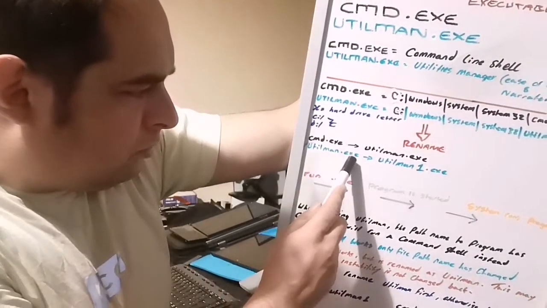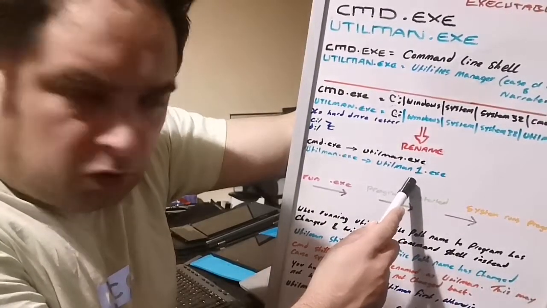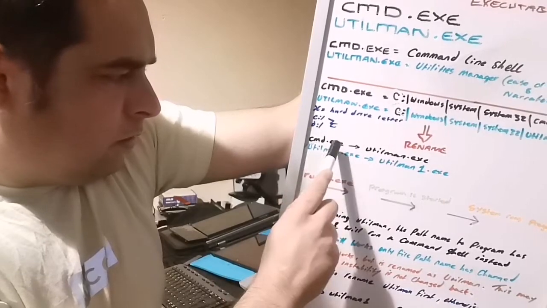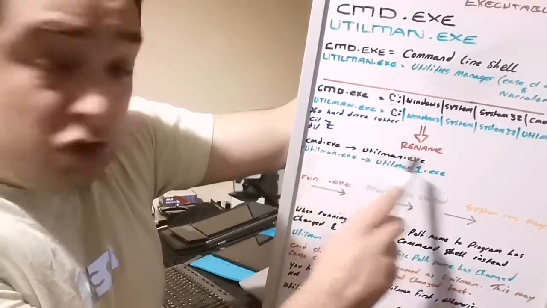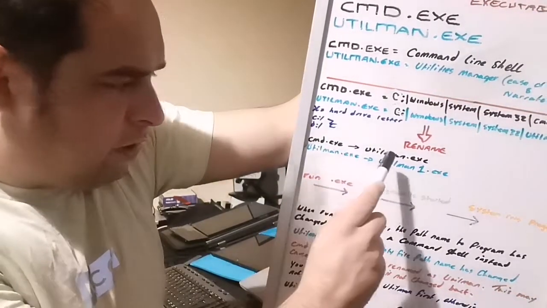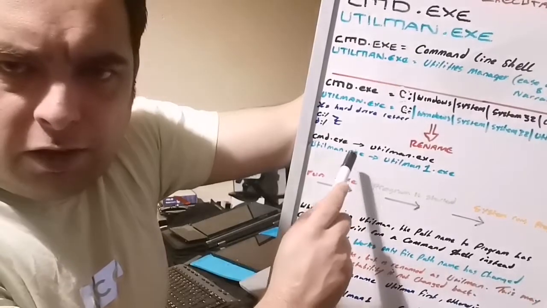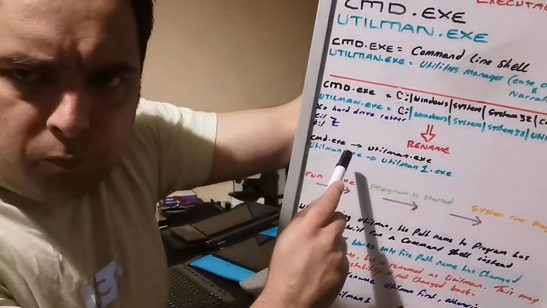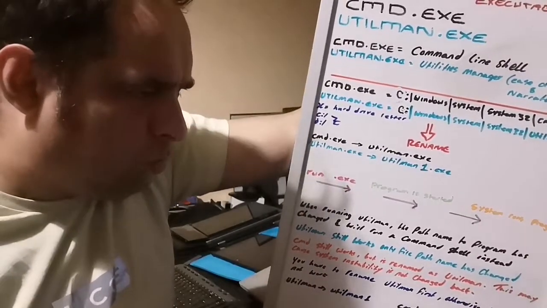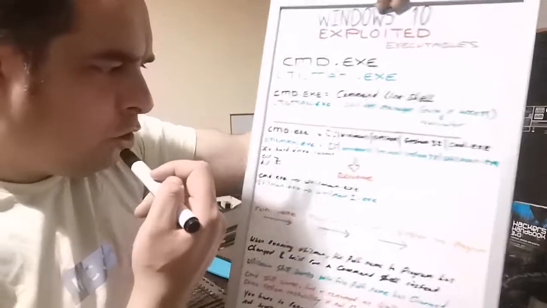Because utilman.exe is going to become utilman1.exe. Then your renaming command, the cmd.exe, to utilman. If you try to change the cmd first, it will conflict with the already existing name. So it won't do it.